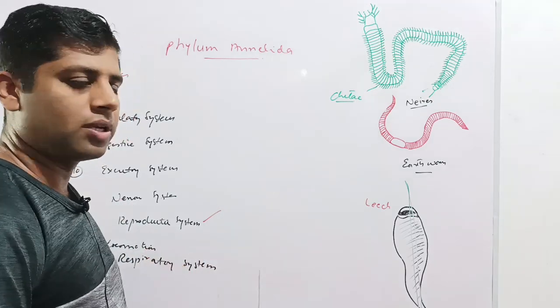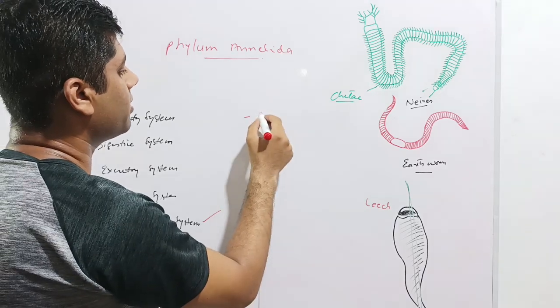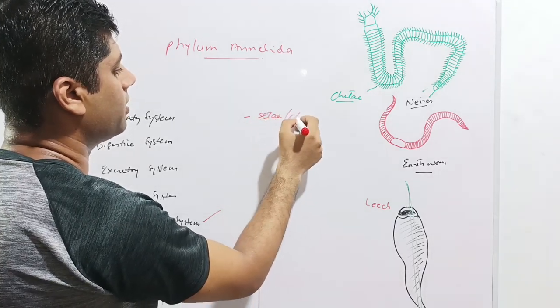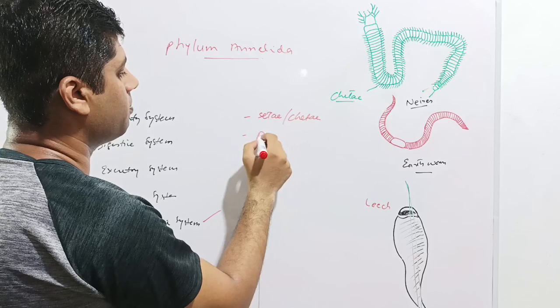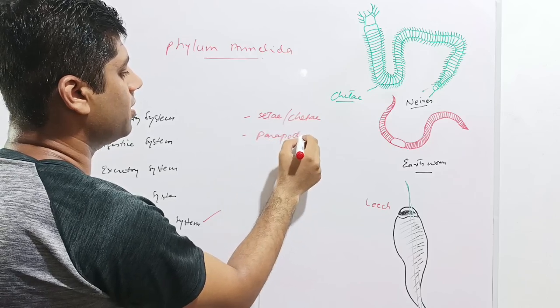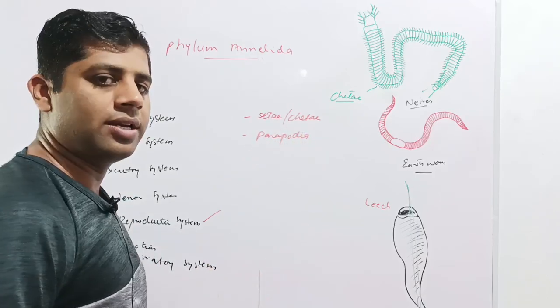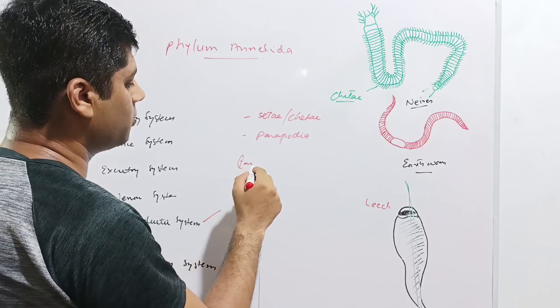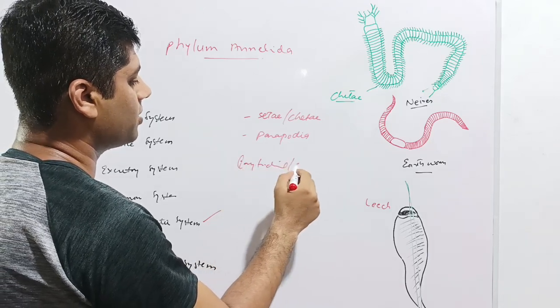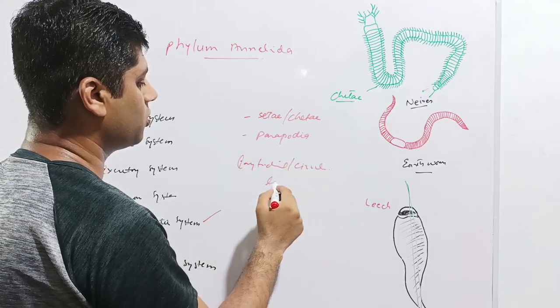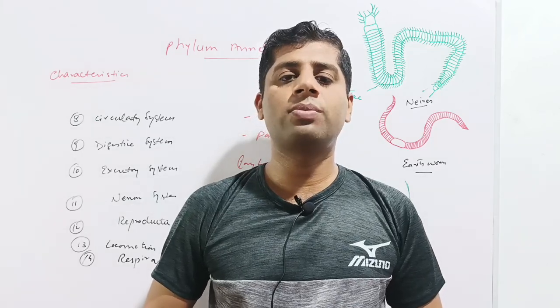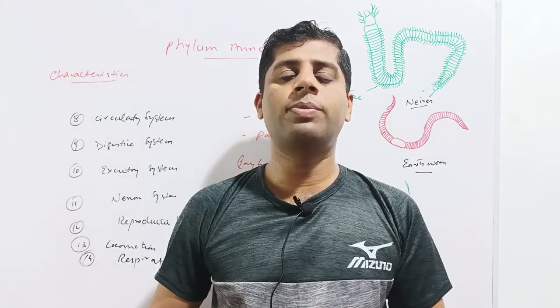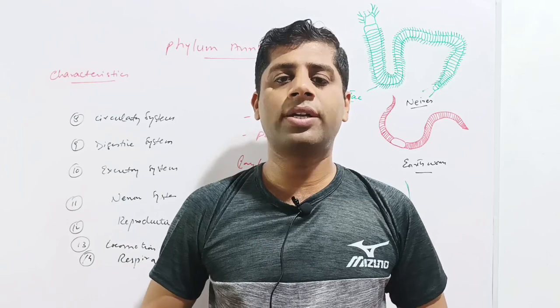Next is the locomotion. The locomotory organs of the annelids are chitae, parapodia and setae. These are basically the locomotory organs of the annelids, and the annelids have both longitudinal as well as circular muscles for locomotion, so that they can show the complete movement by means of parapodia, setae or chitae.